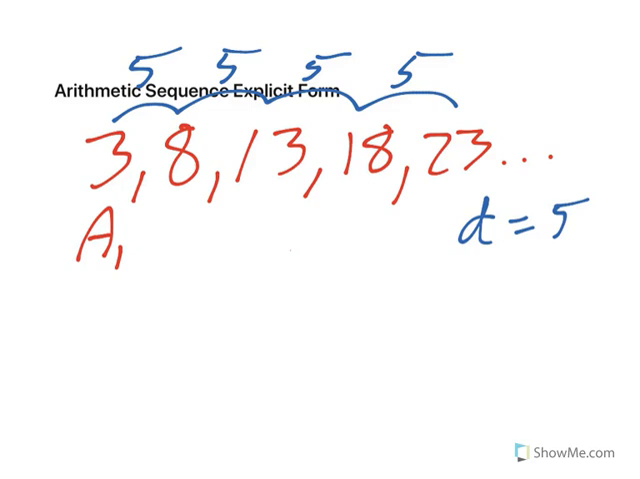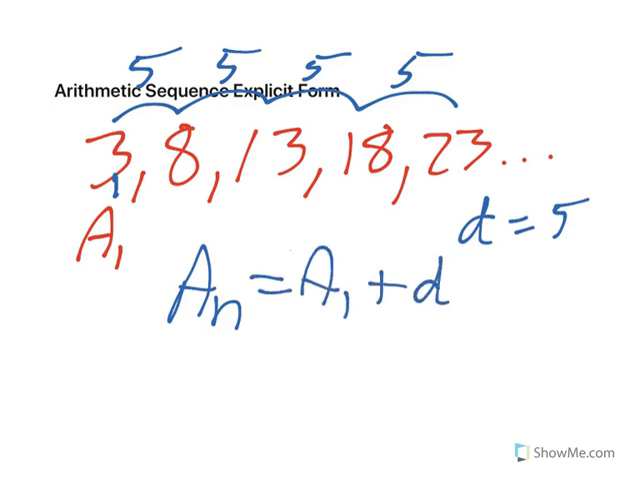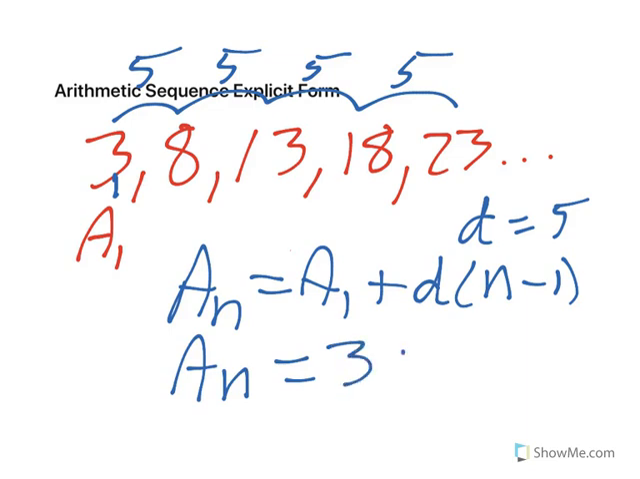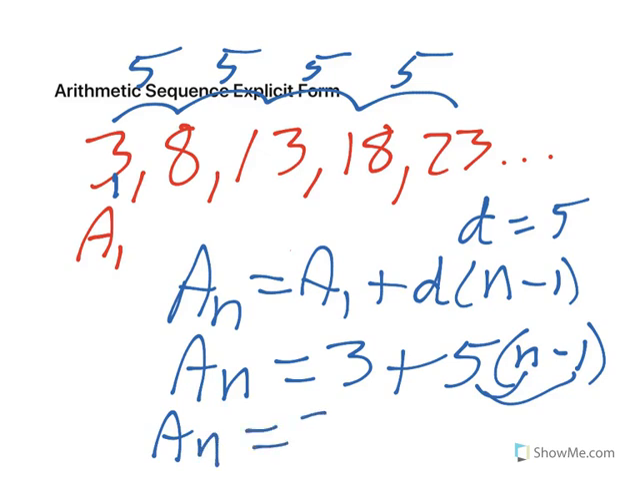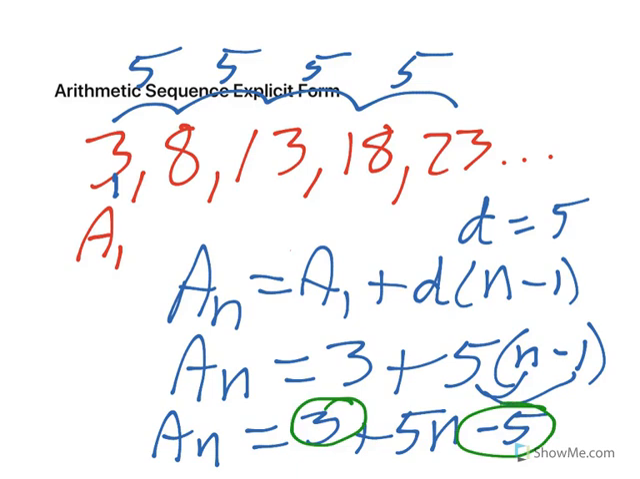And we know a1 is 3. So if we use that general formula, a sub n is equal to a1 plus d times n minus 1, plug in the numbers that we know. a sub n is equal to a1, which is 3, plus d, which is 5, times n minus 1. And then we have to distribute, so we get a sub n is equal to 3 plus 5n minus 5.